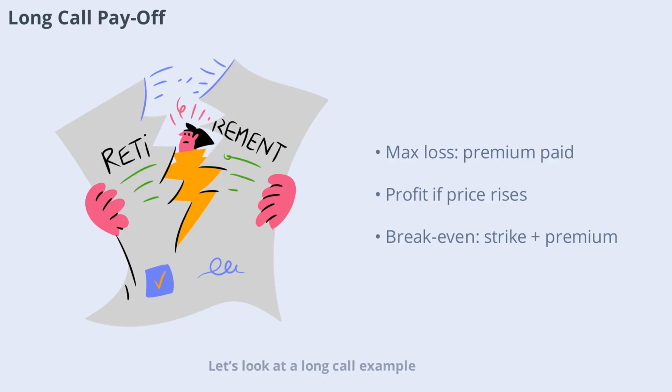Let's look at a long call example. Suppose you buy a call option on USDINR with a strike price of 83, paying a premium of 0.1. If the spot price at expiry is below 83, you let the option expire and lose only the premium. If the spot price rises above 83, you exercise the option, buying at 83 and selling at the higher market price. Your profit is the difference minus the premium. The break-even point is the strike price plus the premium.